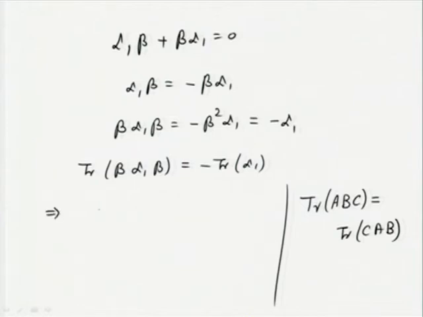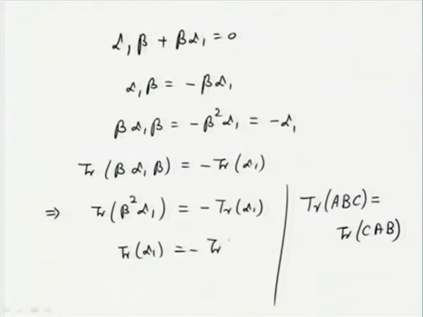That will tell you that trace of beta alpha 1 beta is also equal to trace of beta square alpha 1, and beta square is equal to 1. So, that will give me trace of alpha 1 is equal to minus trace of alpha 1. This is possible only if trace of alpha 1 is equal to 0. A quantity is negative of the same quantity only if that is identically equal to 0. So, there are two such properties that we found. Similarly, for other alpha values and even for beta.